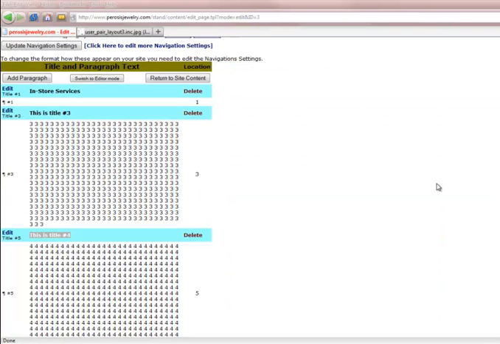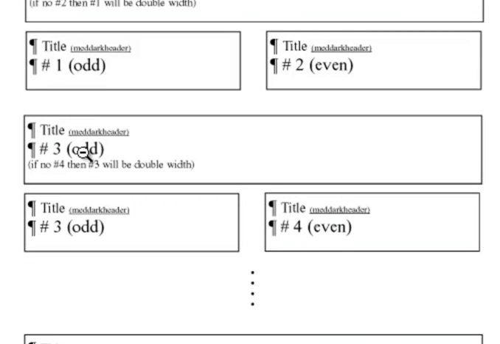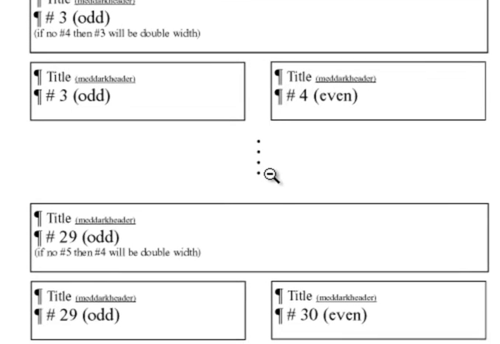Let's reference back now to our directions for the paired layout 3. And what do we see here? We see that it shows paragraphs 3 and 4 together in a group. Again, if 3, which is an odd number paragraph, if number 4 doesn't exist, then 3 will take up the double width of the screen. If both 3 and 4 exist, then they will be positioned side by side. In the directions, there are then these 4 dots, which represent that this is a repeating pattern that goes on until we get to paragraphs 29 and 30.